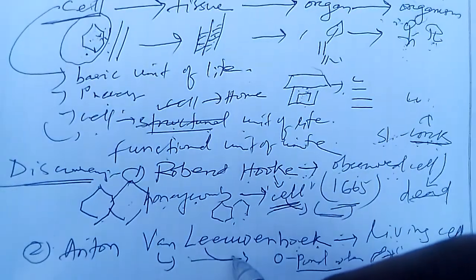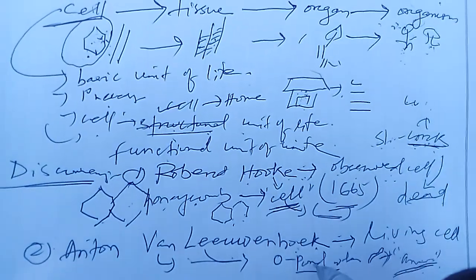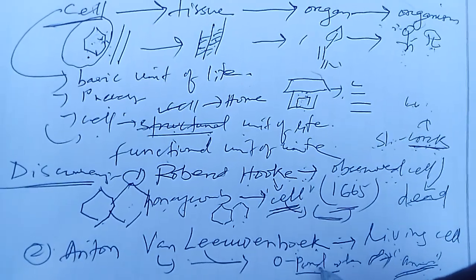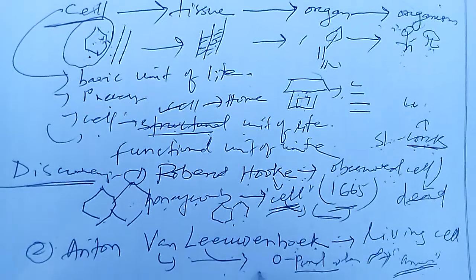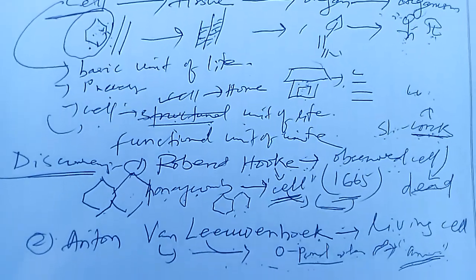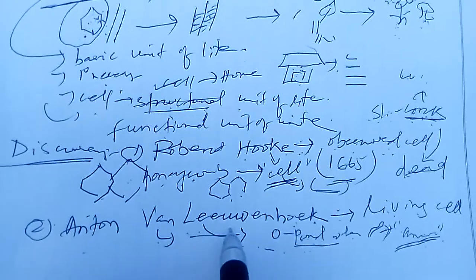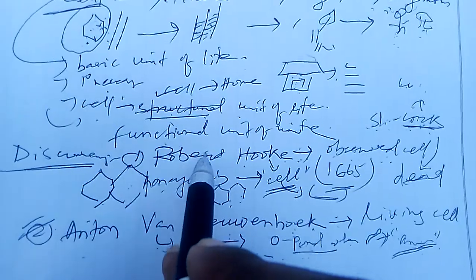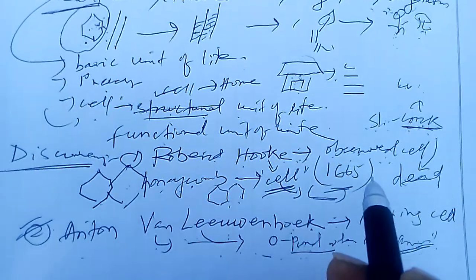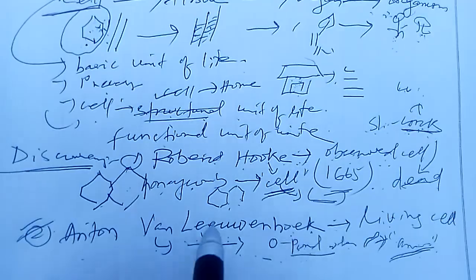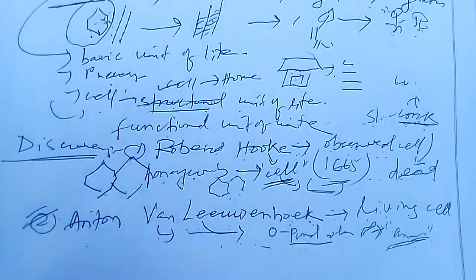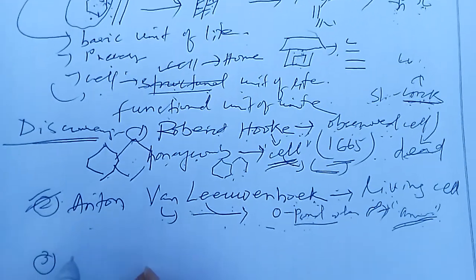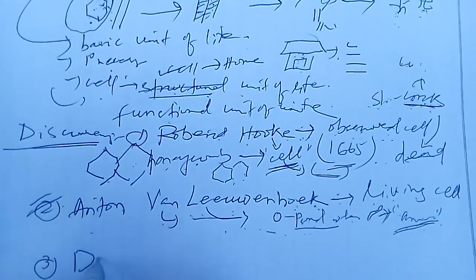Under the microscope he discovered himself, he observed those living cells from a drop of pond water, and those living cells are nothing but your spermatozoa, protozoa, bacteria, etc. So Anton van Leeuwenhoek was the first person to observe living cell. This is very important for your short questions. Robert Hooke was the first person to observe cell, but he observed dead cell. But who was the first person to observe living cell? Anton van Leeuwenhoek.